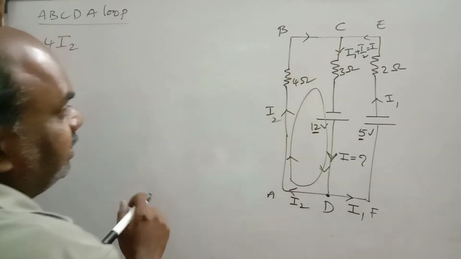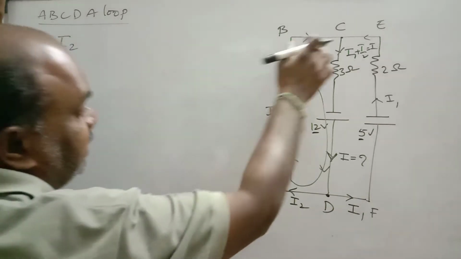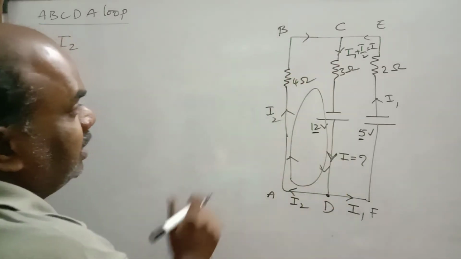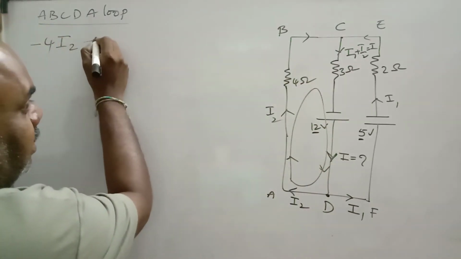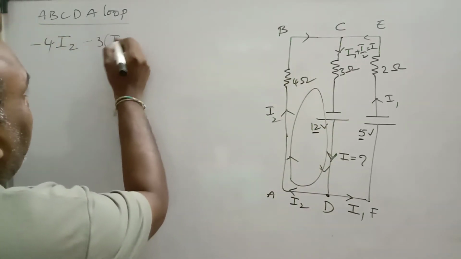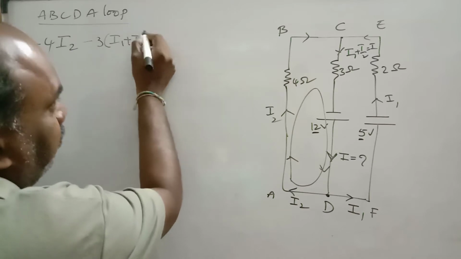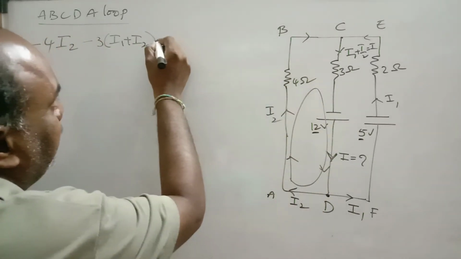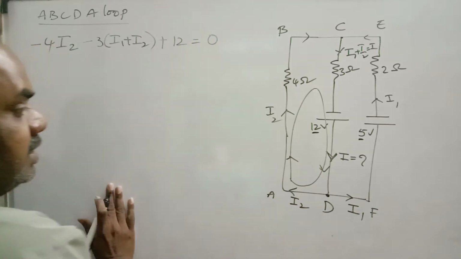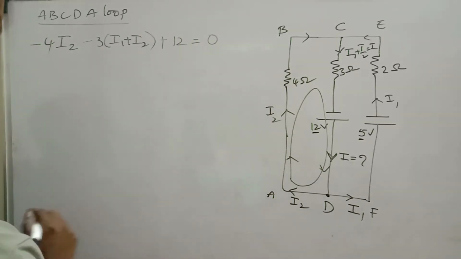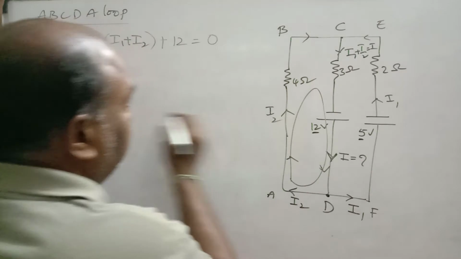Next BC. BC, no component is there, so no need. Next CD. CD, two components are there. Current direction, loop direction both are same. Again minus 3 into I1 plus I2. Here again it is going from battery positive terminal, plus 12. The algebraic sum is equal to 0. First ABCD loop.